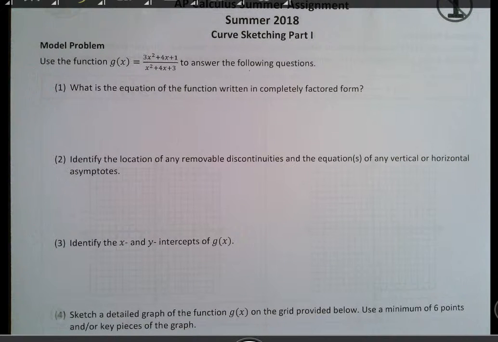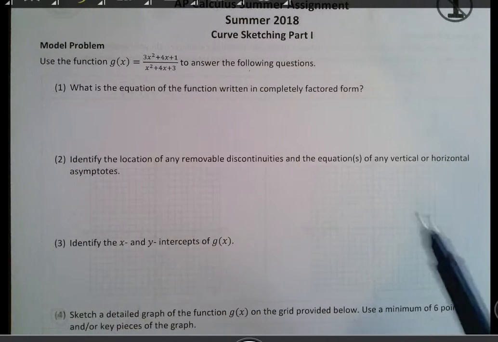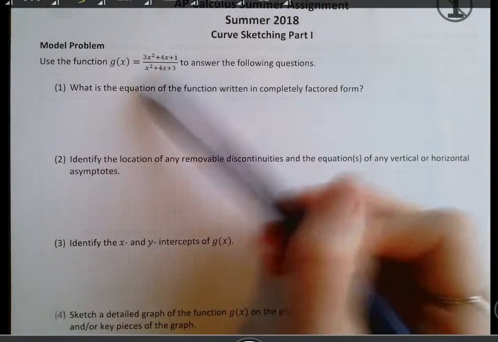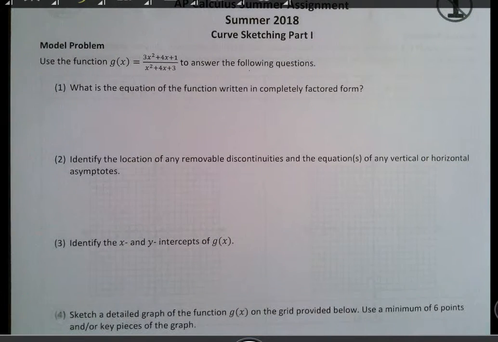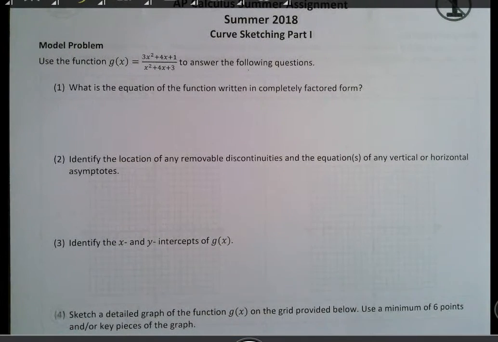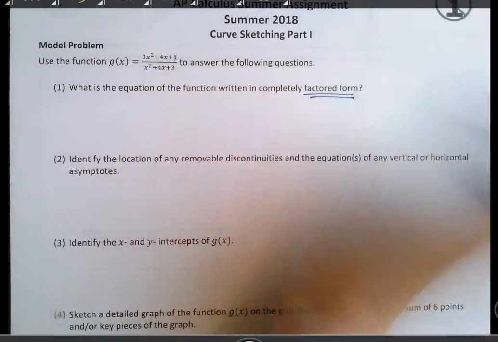Okay, so part of the reason we went through and learned about those removable discontinuities, horizontal asymptotes, and vertical asymptotes is we use them to help us draw a sketch of graphs that we don't really know what they look like. So if we look at the equation they give us for this model problem, I look at this and I'm like, I have no idea what that looks like. So what we do is we're going to follow this process, and at the end we're going to draw a sketch of our graph. So first thing is you always want to write this in that factored form.